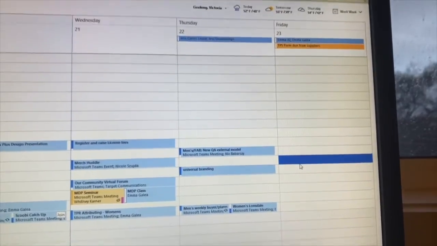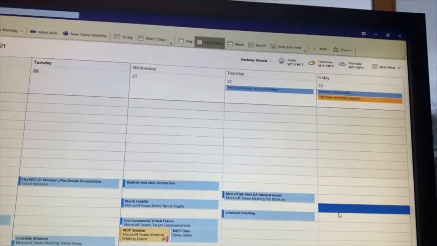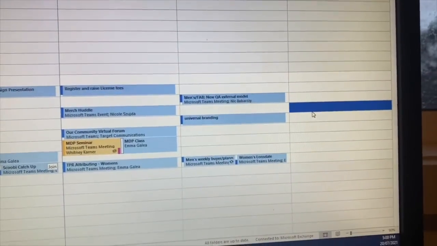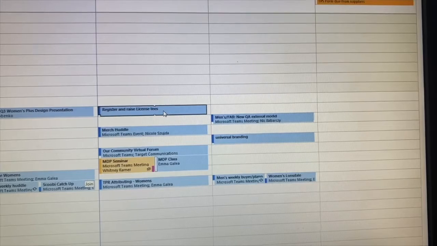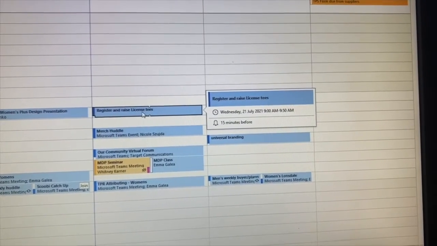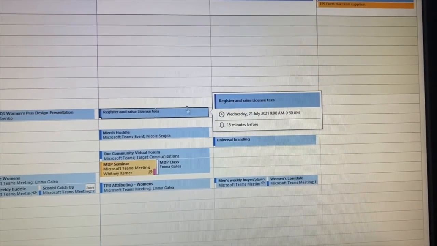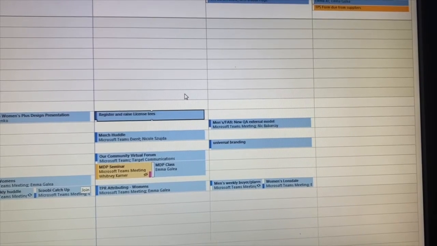Just writing up what I need to do tomorrow. I have such a busy day tomorrow. I'll just flip you around. So tomorrow's a super busy day. I've just put in what is really outstanding here, which is registering and raising some product for our license range.